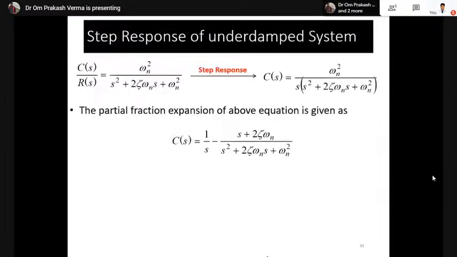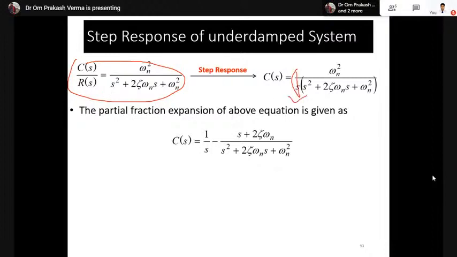Now come to the response of the system, how the response has been calculated. Let's say this is the step response we have taken. This is the standard equation of the second order system, omega n square upon s square plus 2 zeta omega n s plus omega n square. And for the step response we have taken 1 upon s.